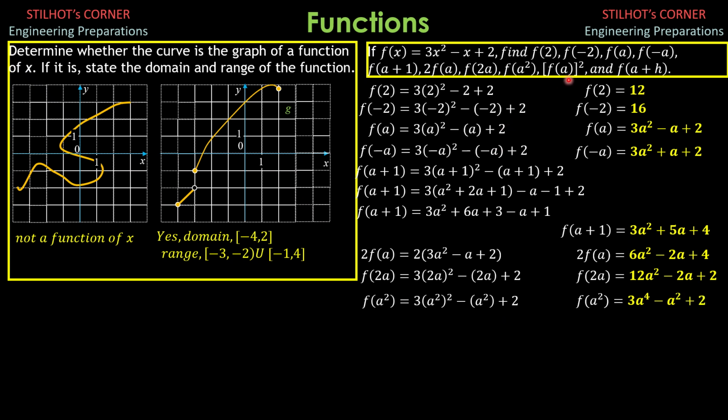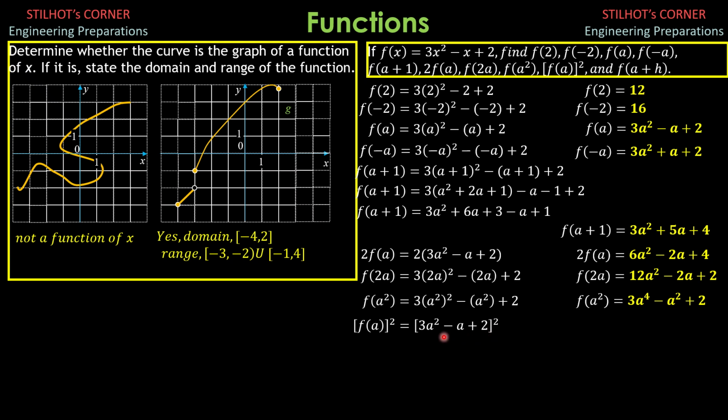Then quantity f of a squared, so this is f of a, we just square this expression. So it is quantity 3a squared minus a plus 2 squared. And remember from algebra, for 3 terms that are squared, it is first the square of each term. So 3a squared quantity squared plus negative a quantity squared plus 2 quantity squared, then plus twice the product of the first and the second term, plus twice the product of the first and the last term, the third term, plus twice the product of the second and the third term.